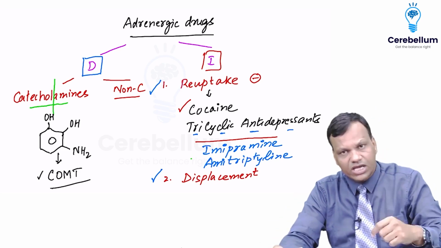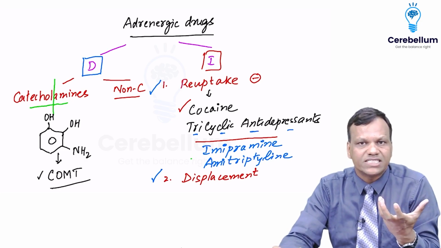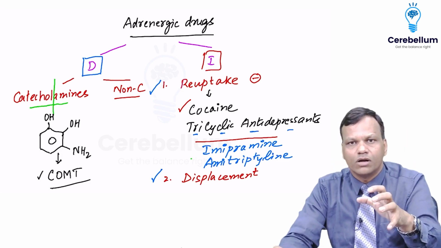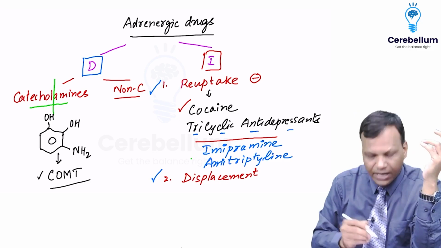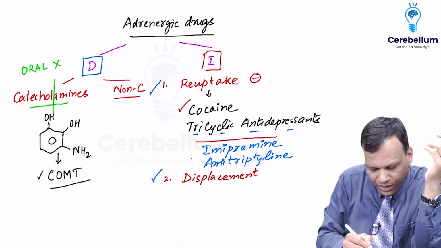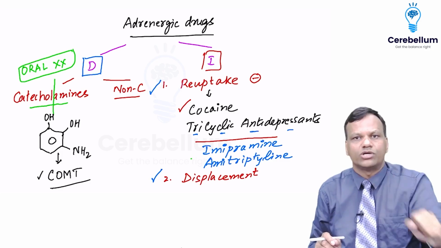That means if we give any catecholamine orally, COMT is already waiting in the GIT. So whenever we give it orally, COMT will break it down. Or in simple language, we can say catecholamines are not effective orally. Catecholamines cannot be given orally. That is the clinical importance you need to remember.